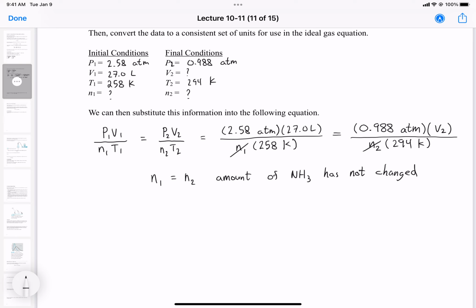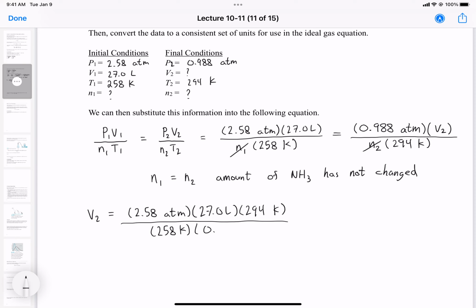We can now rearrange the equation to read V2 equals 2.58 atmospheres times 27.0 liters times 294 Kelvin over 258 Kelvin times 0.988 atmospheres.